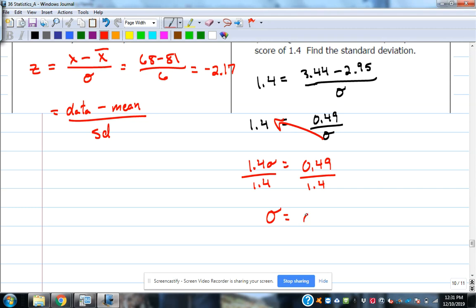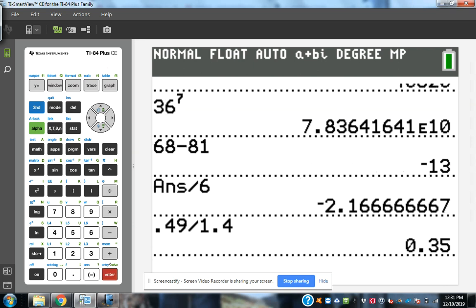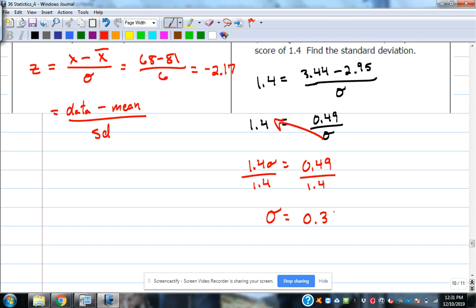Standard deviation would be 0. Let's go 2 decimal places there. 0.49 divided by 1.4. Right. It is 2 decimal places. 0.35. Nice even number. Standard deviation is 0.35 for that situation.